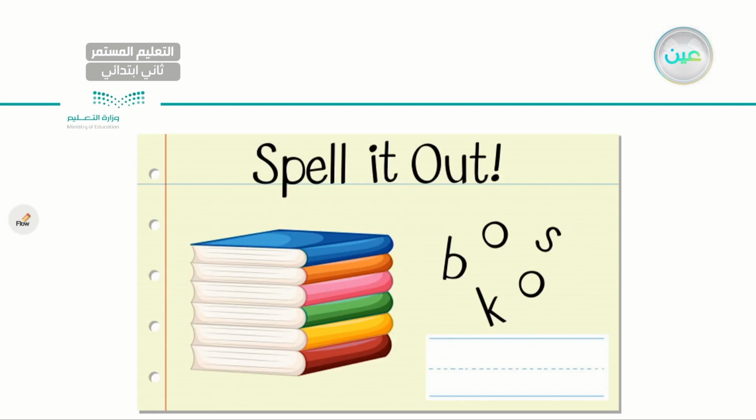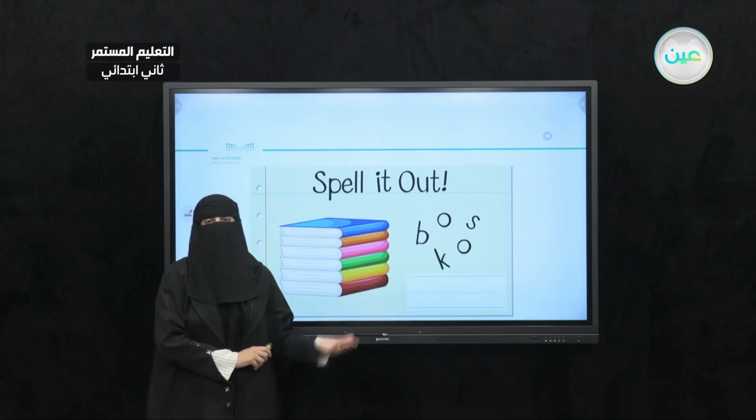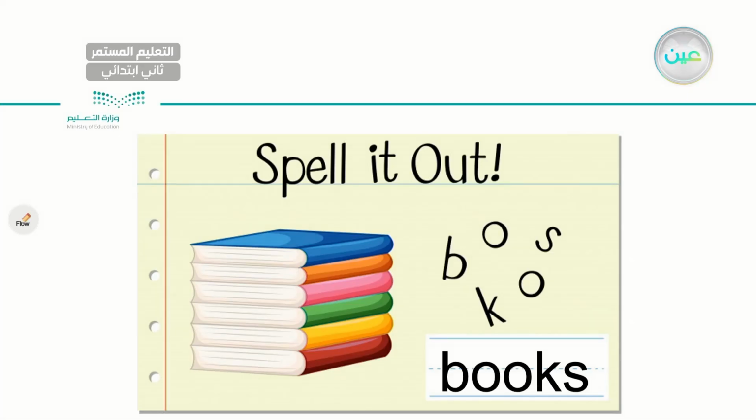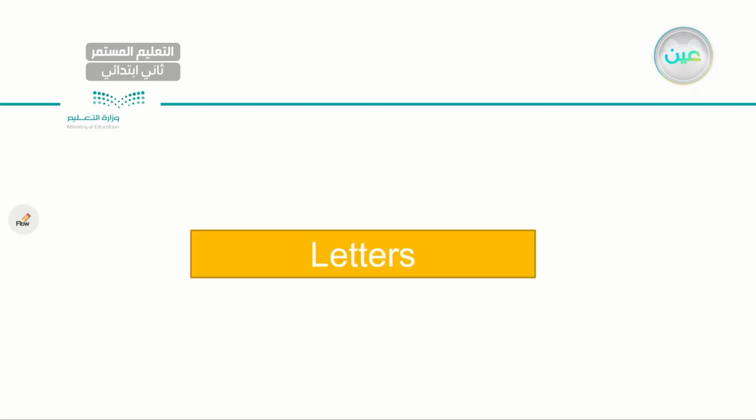Now how about this one? Spell it out. I gave you a picture here to help you. I have K, O, S, O, N, B. Let's try to spell it out. The word here is box. Very good. The word here is box. B-O-X. Box. Excellent.